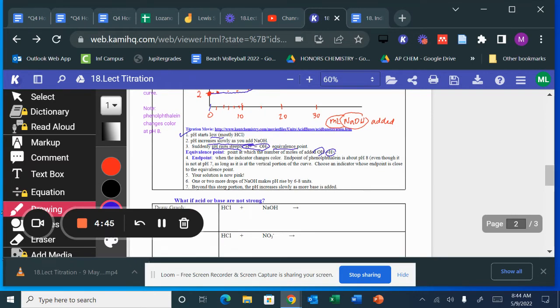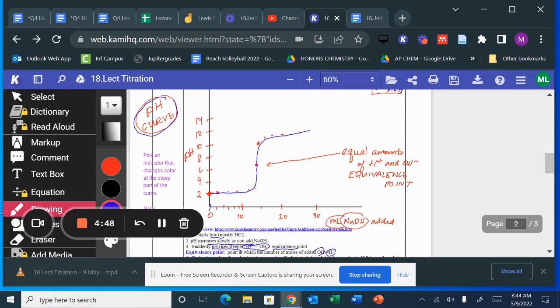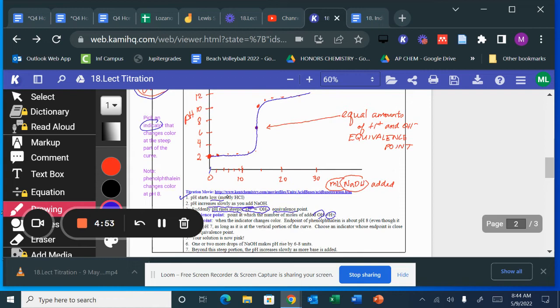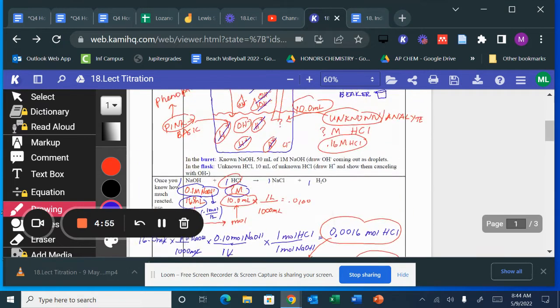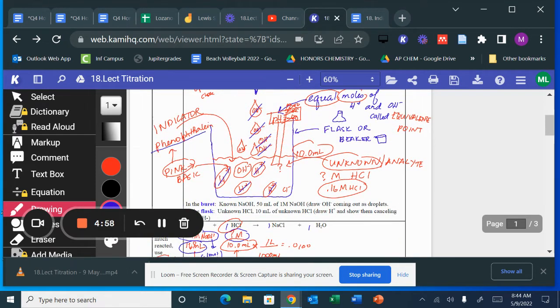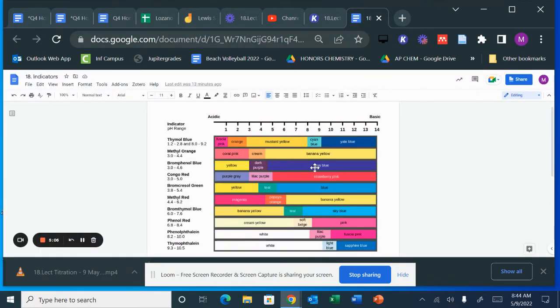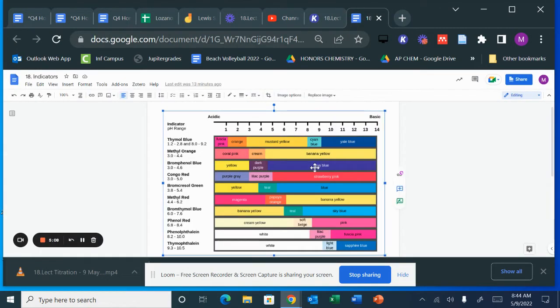Now, how do you know that you have reached the equivalence point? What you need to do is add an indicator, as we show here. In this diagram, we use phenolphthalein as the indicator because phenolphthalein changes color. If you look at this image here, you have phenolphthalein right here, and right here, and if you look here, it's white, white, white up until it hits around pH 8, and now it's lilac purple, and then it goes to fuchsia pink.